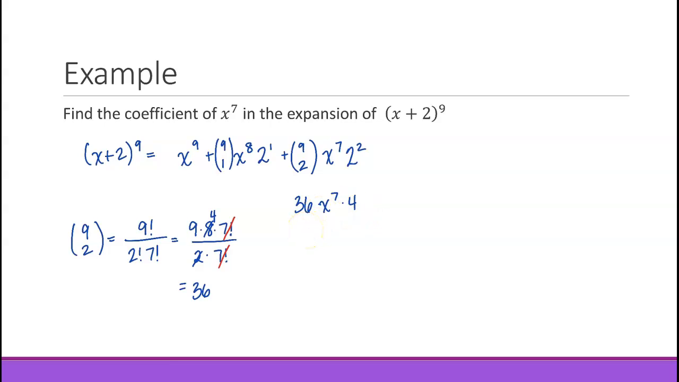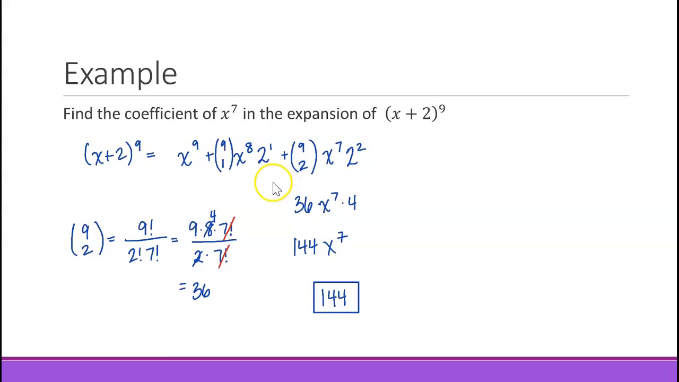So that's going to be 144 x to the 7th. So the coefficient is 144. Remember, the coefficient is the number in front of the variable, x to the 7th.